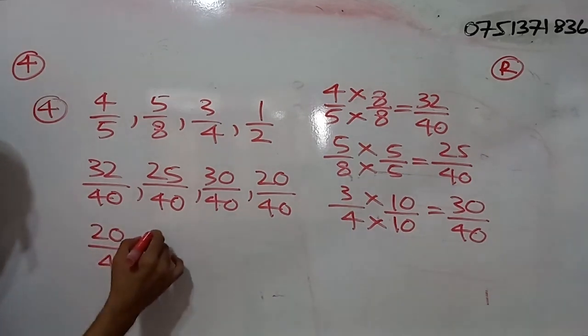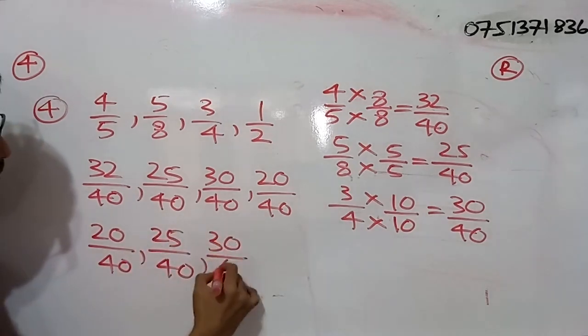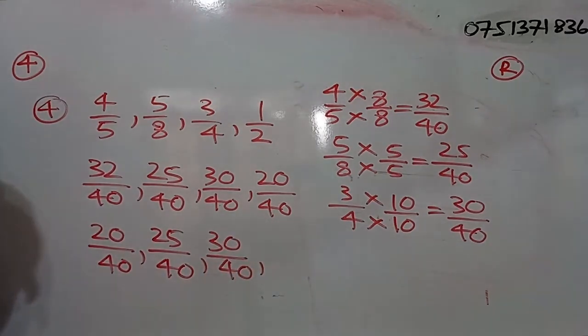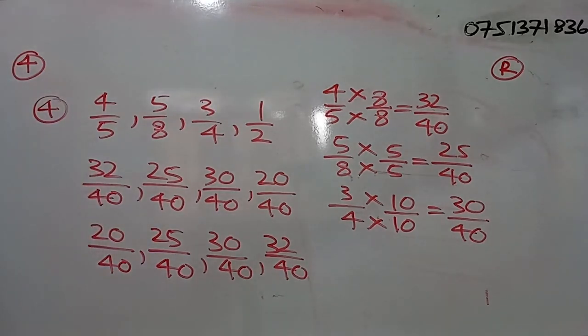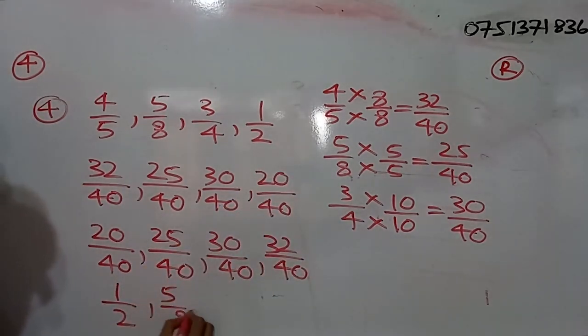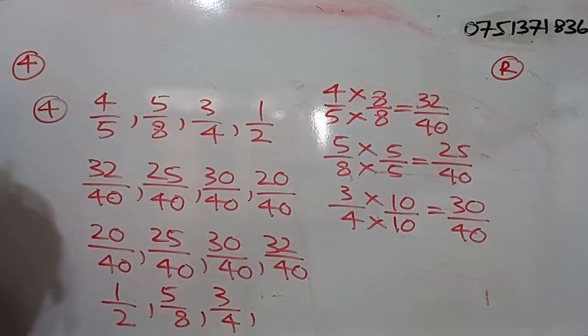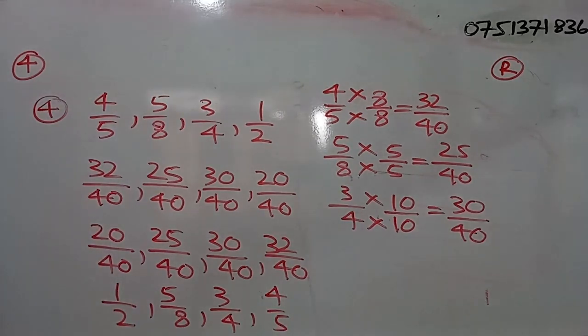Then we have 25 by 40. Then we have 30 by 40, right? Then we have finally 32 by 40. But now we have to leave the answers using the fractions that have been given to us. So 20 by 40 means what? Half. 25 by 40 means what? 5 by 8, right? 30 by 40 means what? 3 by 4. 32 by 40 means what? 4 by 5. So this should be the answer.